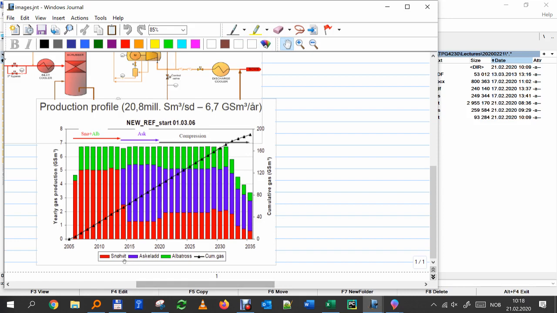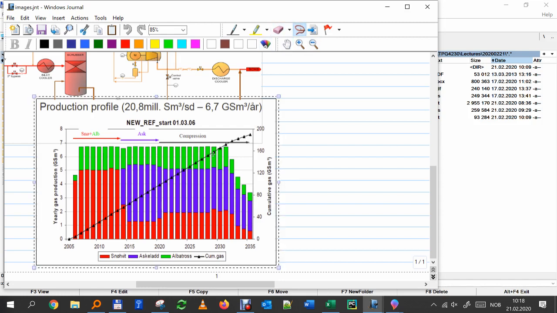So one part is coming from Snøhvit, the main formation. Then after some time they're going to put Askelat in operation, and then Albatros is also covering part of that. But after some time they need to use compression to simply maintain that plateau, and it's a significant part of the time. It's like half of the time they need to use compression. So you have to make those calculations to see how much I can get, what is the extension that I can get, and when I will enter into decline.